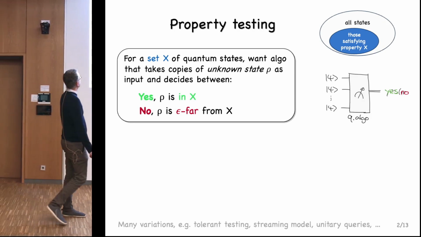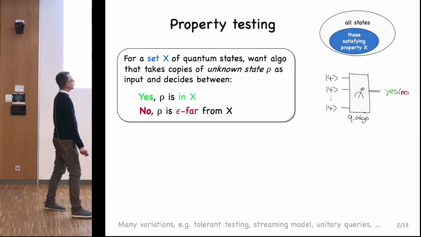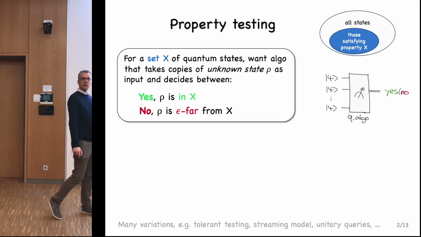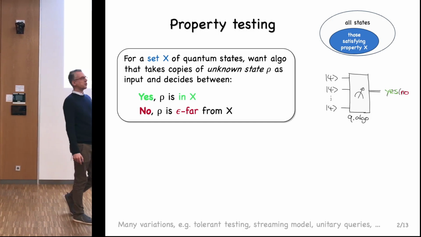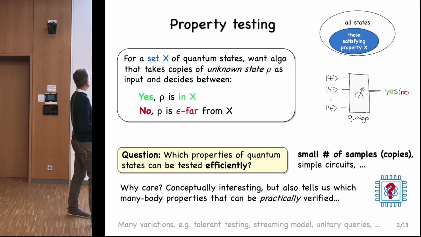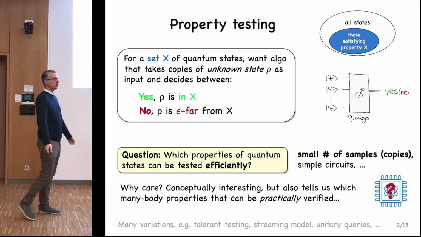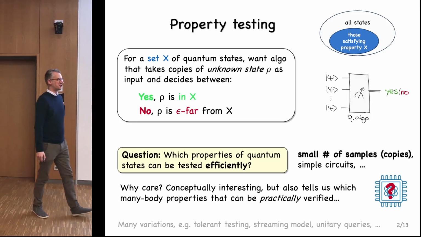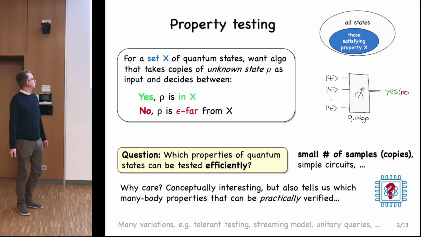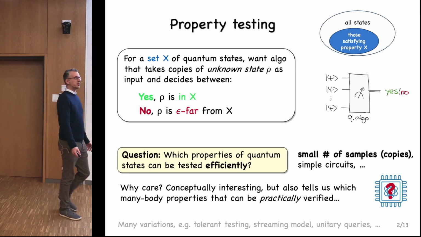What we want to do is design algorithms that take a certain number of copies of that state, and then decide whether our state is in that set of interest, satisfying the property, or is epsilon far from it. The goal is to do that efficiently. A natural question many people have asked in many settings for many years is which properties of classical probability distributions or quantum states can be tested efficiently? Efficiently might mean many things.